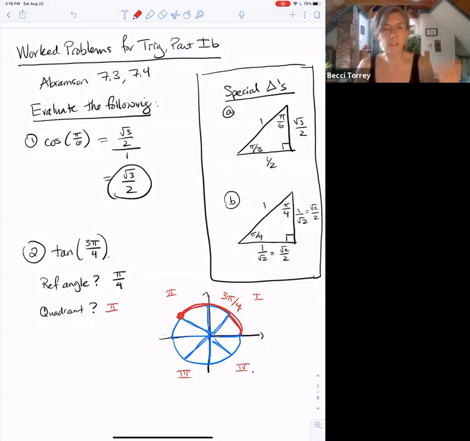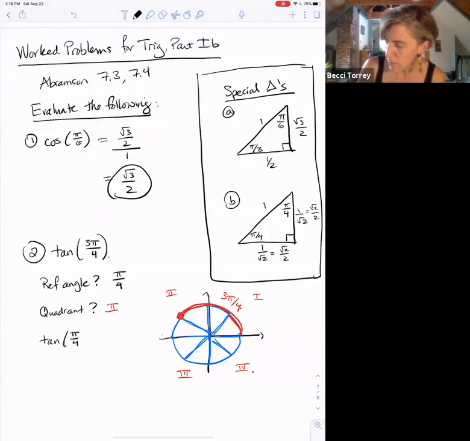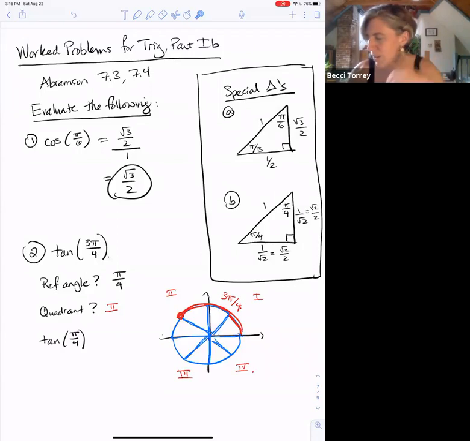Now to figure out tangent of 3 pi over 4, the first thing we do is figure out the tangent of the reference angle. So tangent of pi over 4, which is not quite what we want, since we want 3 pi over 4, but we start with tangent of pi over 4. Now we can go back to our special triangle, or you can go to your chart method or your hand method or the unit circle, whatever you have memorized. And tangent of pi over 4 is the opposite divided by the adjacent. Here the opposite is 1 over square root of 2, which is the same as square root of 2 over 2.